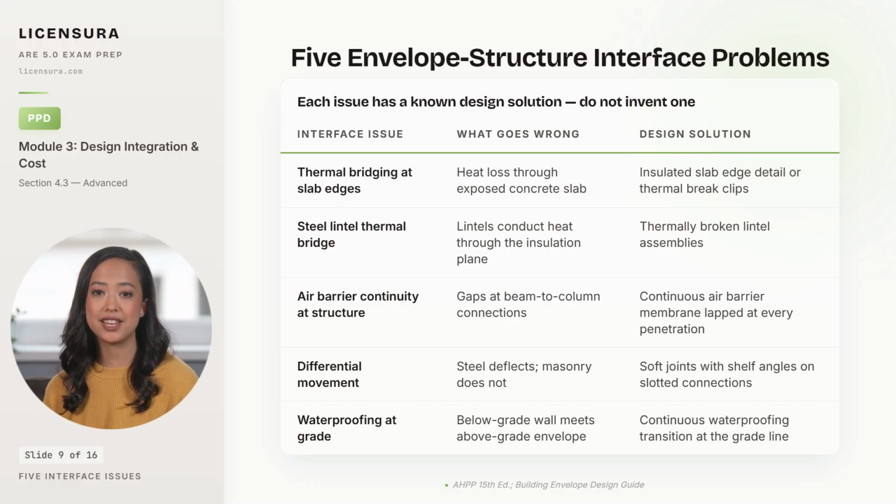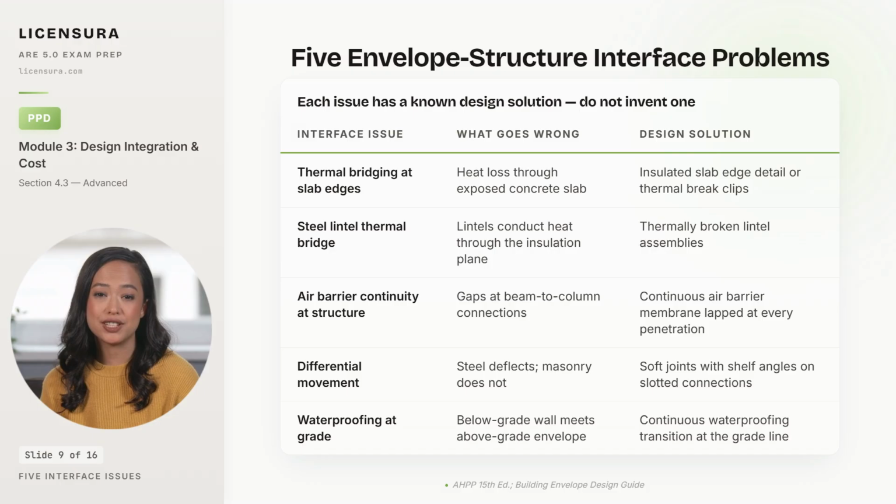The detail is a continuous air barrier membrane lapped and sealed at every penetration. Differential movement happens because steel deflects under load, and masonry does not, so the cladding cracks unless the architect designs in soft joints with shelf angles on slotted connections. And waterproofing at grade is the spot where the below-grade wall meets the above-grade envelope. That transition needs a continuous waterproofing lap, not 2 separate systems that meet and hope.